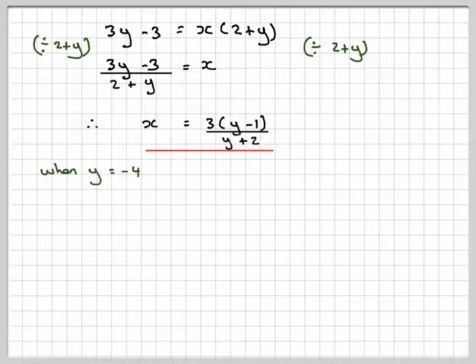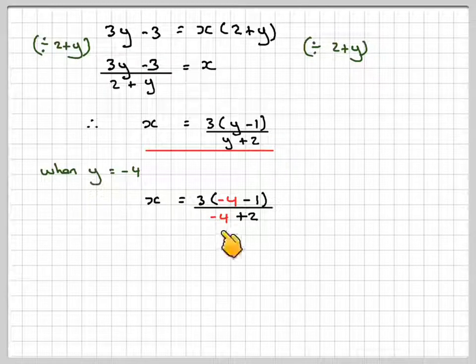Now, when y is minus 4, we've got to find x. So x will be 3 brackets minus 4 plus minus 1 divided by minus 4 plus 2. So minus 4 minus 1 gives me minus 5. So it's 3 times minus 5.